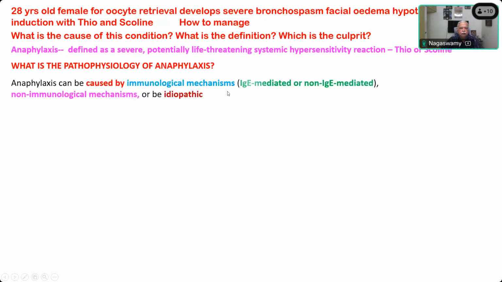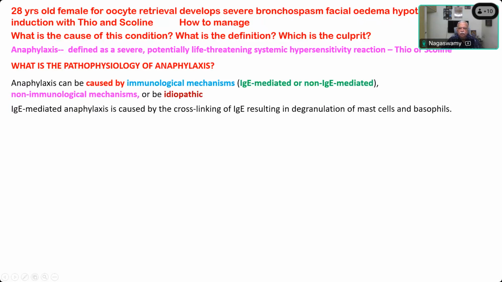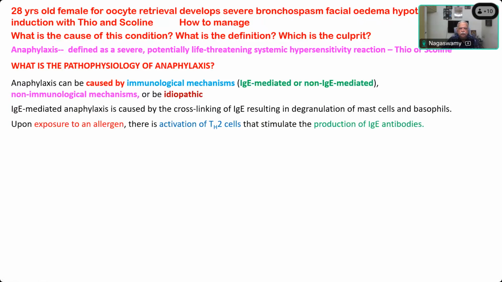The pathophysiology of anaphylaxis is caused by immunological mechanisms or non-immunological mechanisms or idiopathic. So it can be anything. So in this case, what do you think it is? Immunological or non-immunological? Non-immunological. And IgE mediated always requires a sensitization phase, that it should be first exposed to the particular antigen so that the reaction occurs.